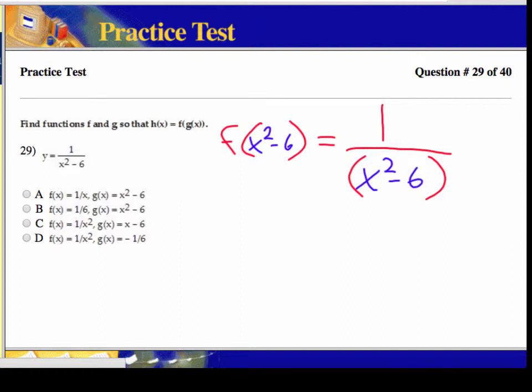That would work. I could say f of some stuff is 1 over stuff minus 6. And then this would just be x squared. Does that make sense? And if I do it that way, whatever I write in blue would be g of x, and whatever I write in red would be f of x. And where the parentheses is, I would just put x.